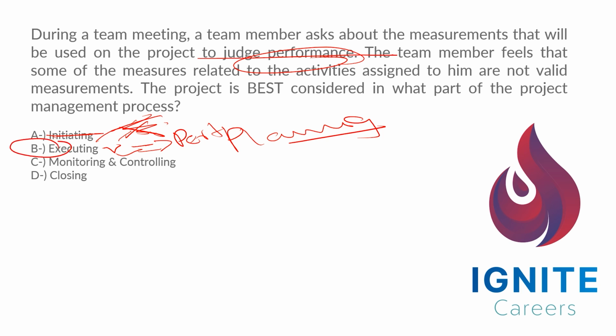B is the most promising one. The third one they have given is monitoring and control. So monitoring and control is basically related to reporting to see whether everything is going as per plan. And finally, closure is basically where you deliver the final report. So both are wrong. The right one is executing since they are talking about the performance.